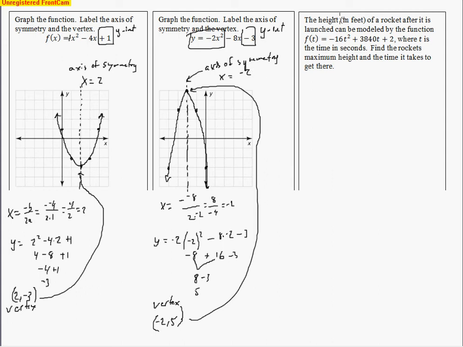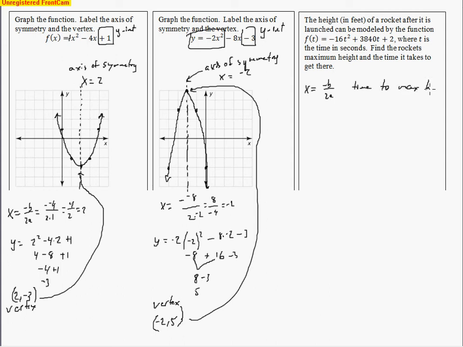So looking at this one, it says the height of a rocket after it is launched can be modeled by, well, here's the equation, where t is time in seconds. Find the maximum height and the time it takes to get there. So we're just doing the axis of symmetry, x equals negative b over 2a. This is going to give us time to max height.